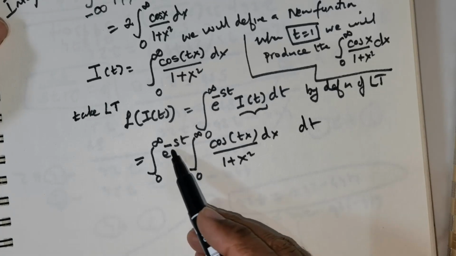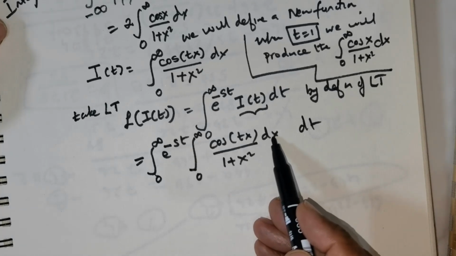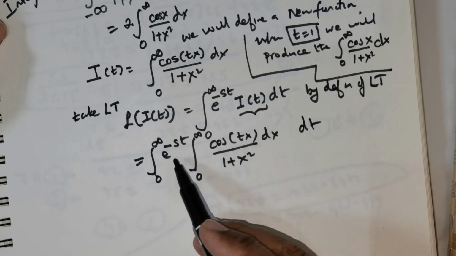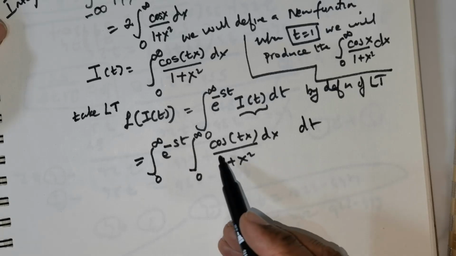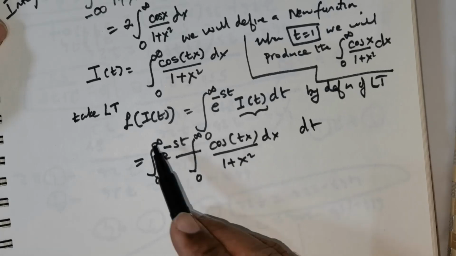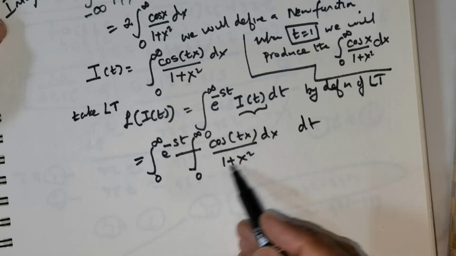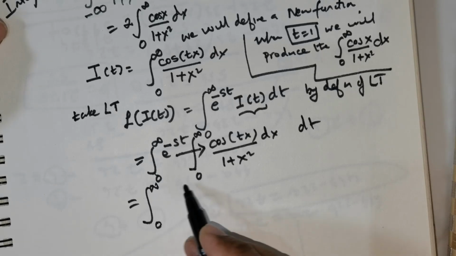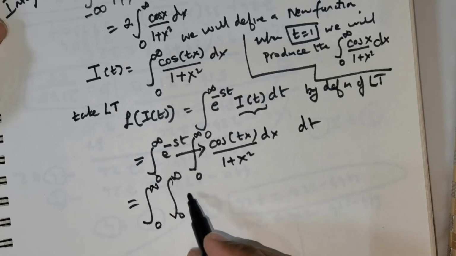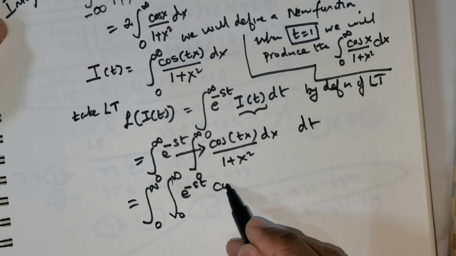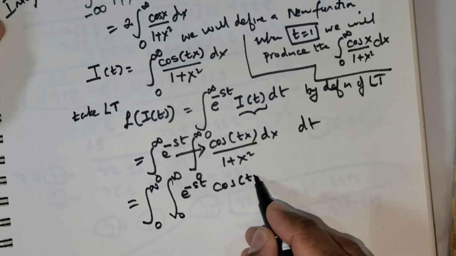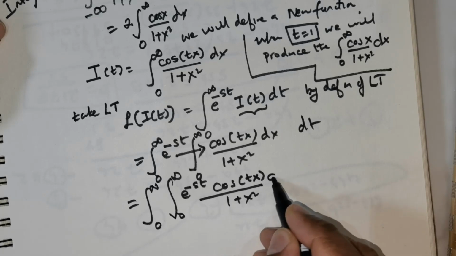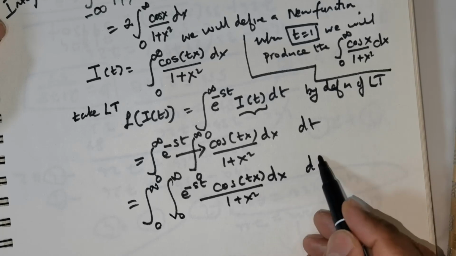Now this is e raised to the power of negative st and this is the x integral dx. The integral is actually a function of x, but e raised to the power of negative st is independent of x. So I can safely pull this inside. It's just like a constant, right? It has no impact on the integrand. So if I pull this inside, I will have the integral from 0 to infinity followed by the integral from 0 to infinity of e raised to the power of negative st cos of tx over 1 plus x squared times dx times dt.